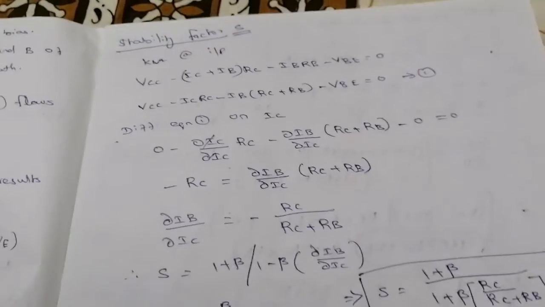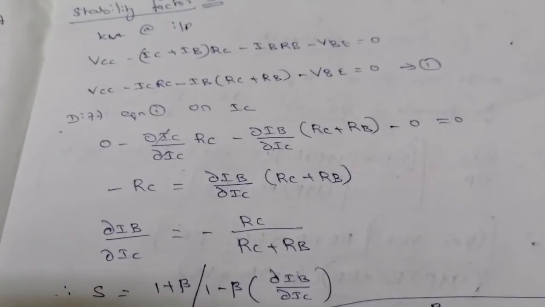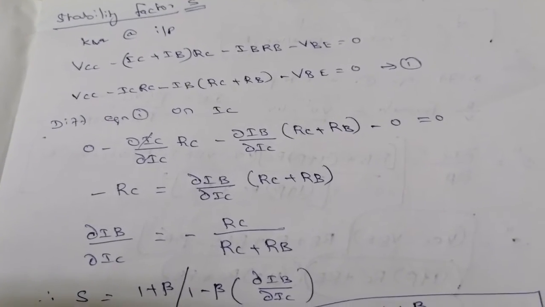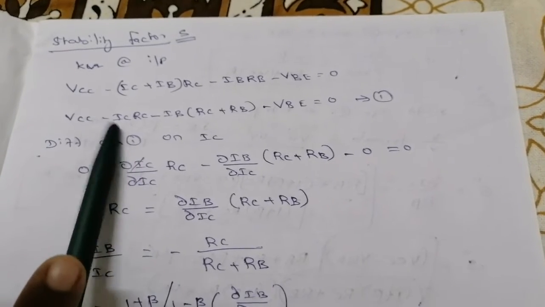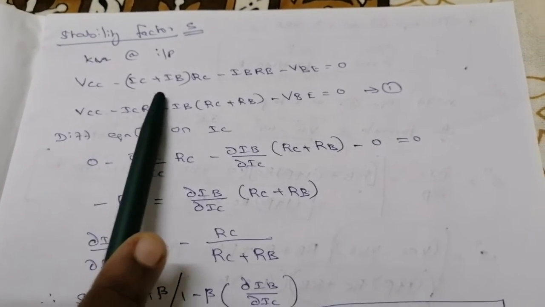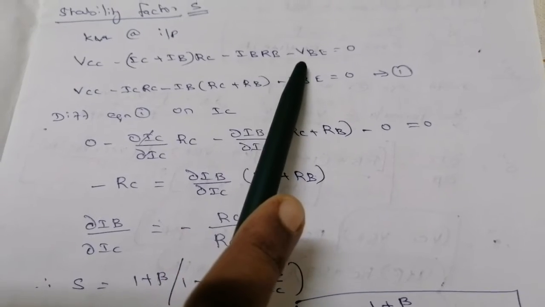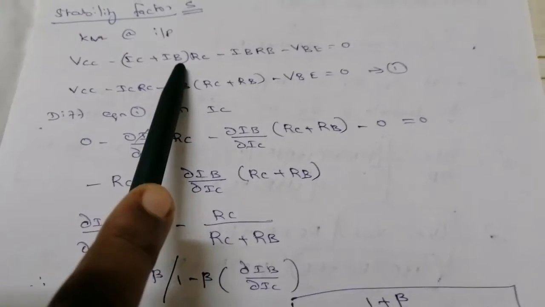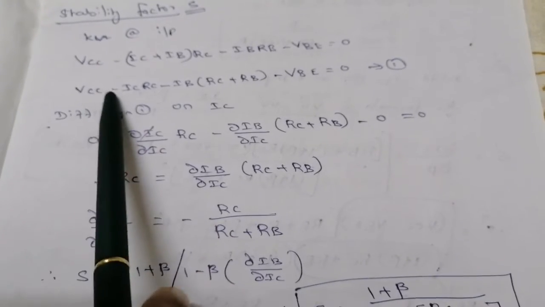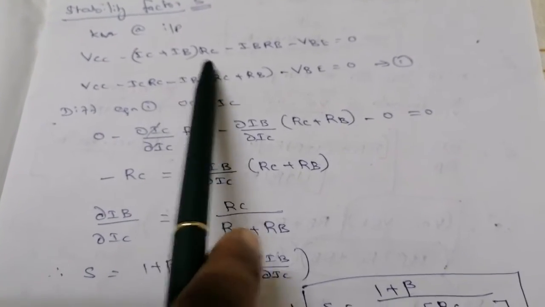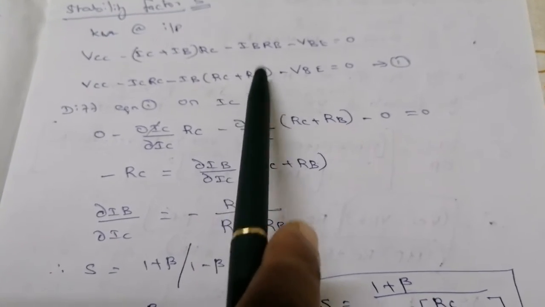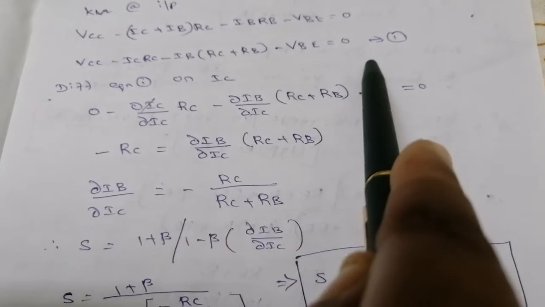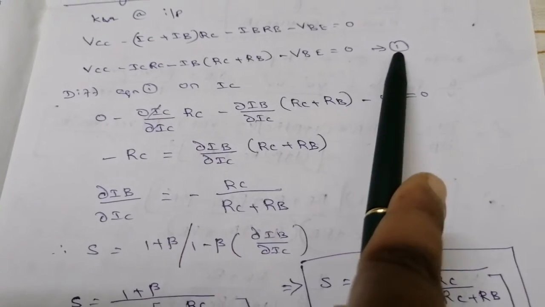So next one, stability factor. We can derive the stability factor equations, right? So already we have the equation VCC minus IC plus IBRC minus IBRB minus VBE equal to 0. Here we should not neglect this IB term for the calculation. So VCC minus ICRC minus IB, taking IB common, RC plus RB, minus VBE equal to 0. Now we consider this as equation 1.